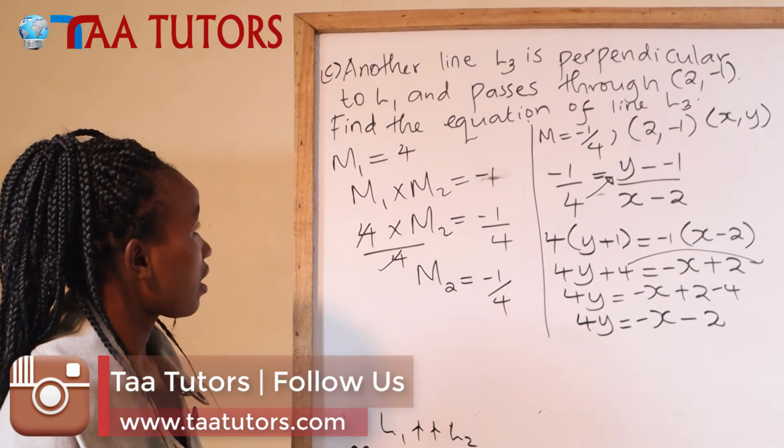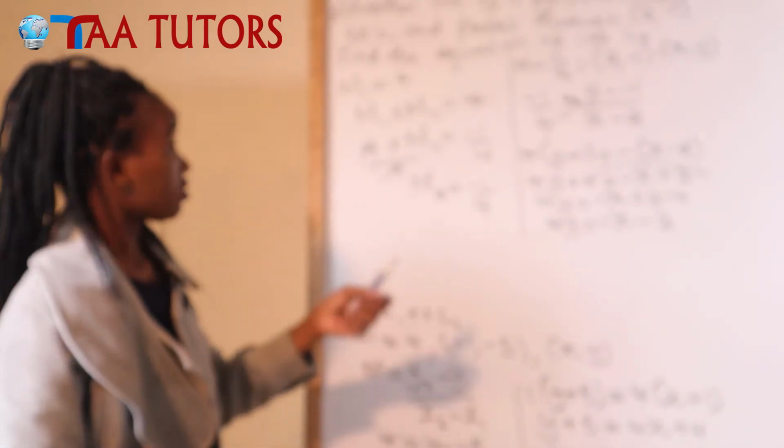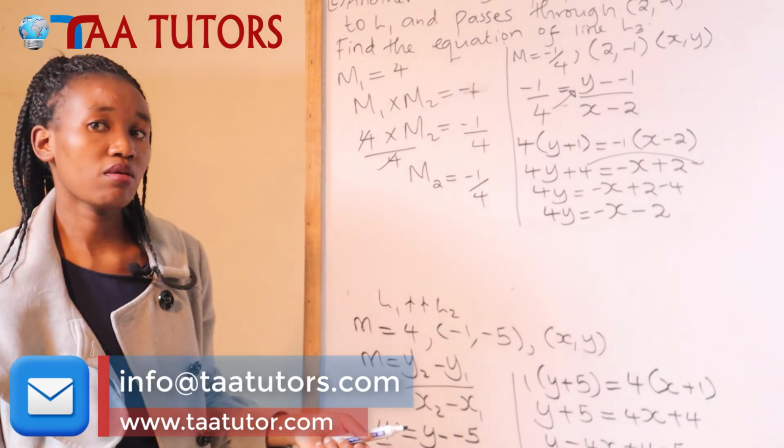And that's how they normally combine related questions. One part of the question deals with parallel lines, another part of the question deals with perpendicular lines.